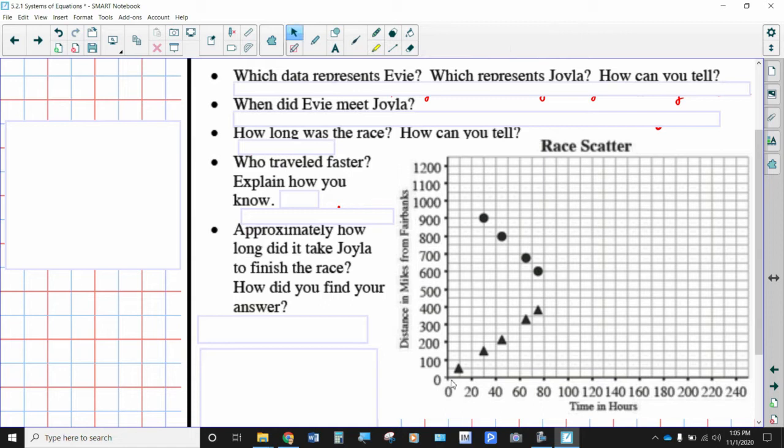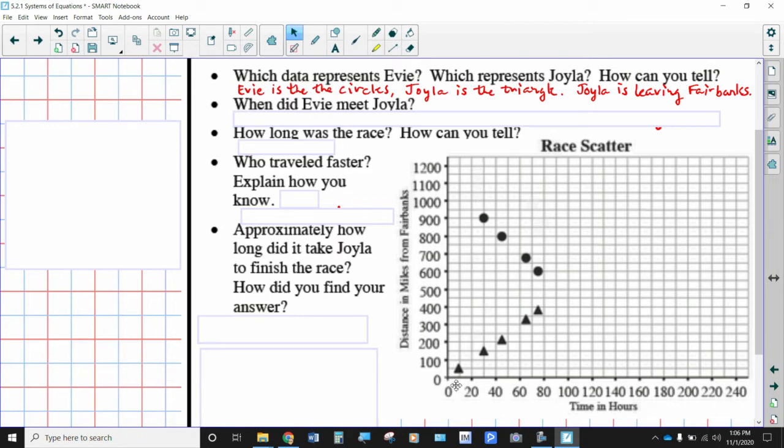Well, since Joyla started in Fairbanks, and this right here is Fairbanks, she must be the triangles. And Evie must be the circles because she is farther away. She starts off farther away, and as time goes on, she gets closer and closer to Fairbanks. So when did Evie meet Joyla? Can you tell just by looking at this graph when they would have met? It's not real easy to tell right now, is there? However, there is a reason why we would connect the dots on a scatter plot and create a line out of it. So that's what I'm going to ask you to do.